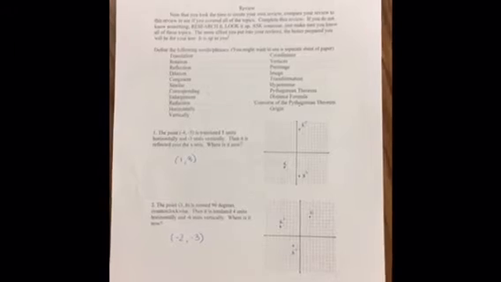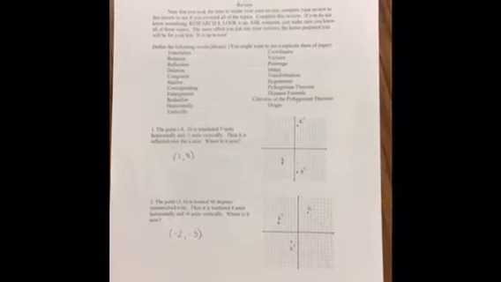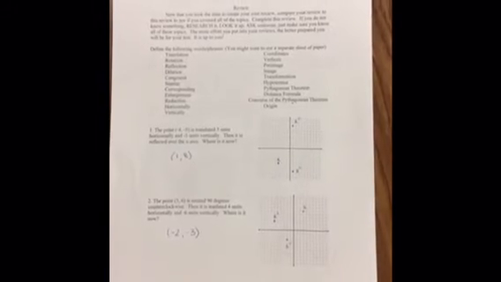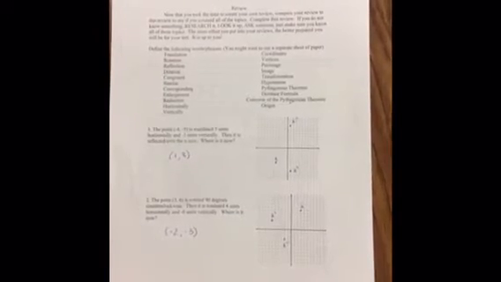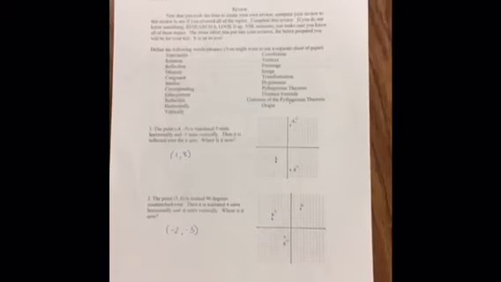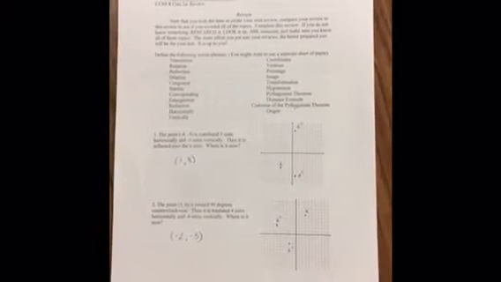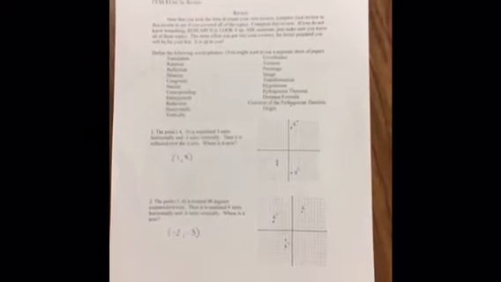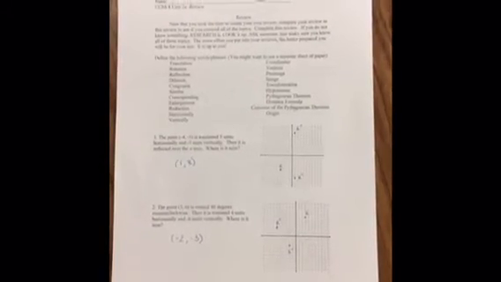Number 2, the point 3, 6 is rotated 90 degrees counterclockwise. It ends up at -6, 3. Then it is translated 4 units horizontally to end up at -2, and -6 units vertically to end up at -3. The answer here would be -2, -3.